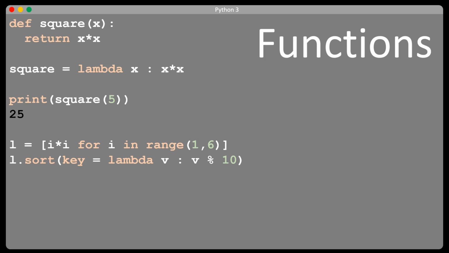In fact, for each value v in the list, we are interested in the value v modulo 10. In other words, we want to sort the list according to the last digit of each value. So if we sort our list of 5 square numbers, we get the values sorted according to their last digit.